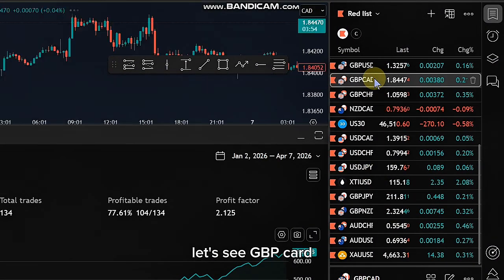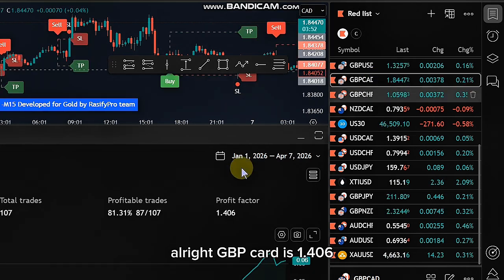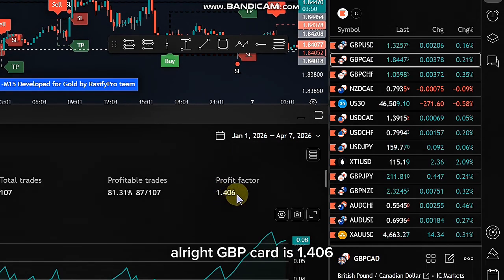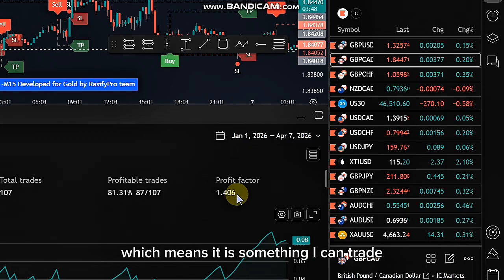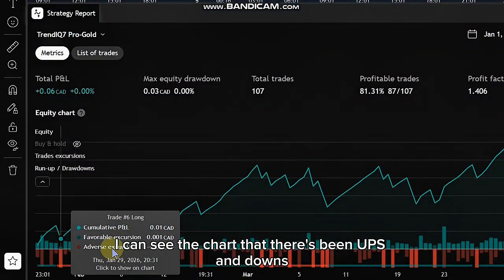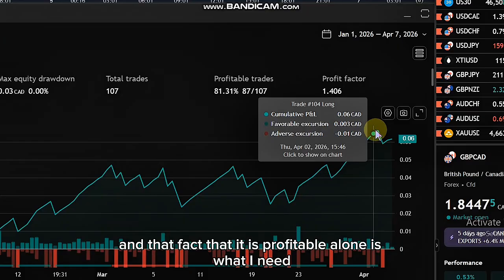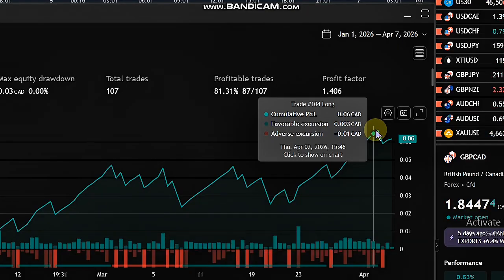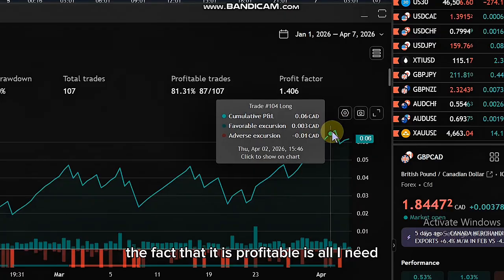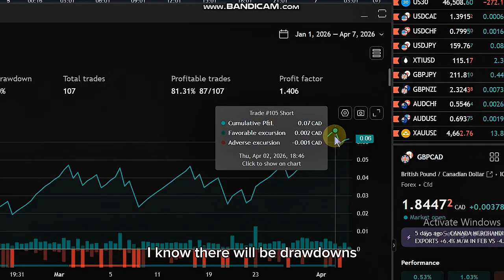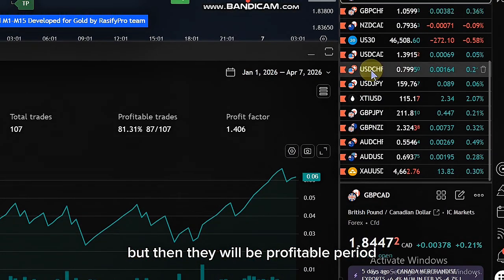Let's see GBP CAD. All right, GBP CAD is 1.406, which means it is something I can trade. I can see on the chart that there's been ups and downs, but overall it is profitable, and the fact that it is profitable alone is what I need. I know there will be drawdowns, but then there will be profits. Period.